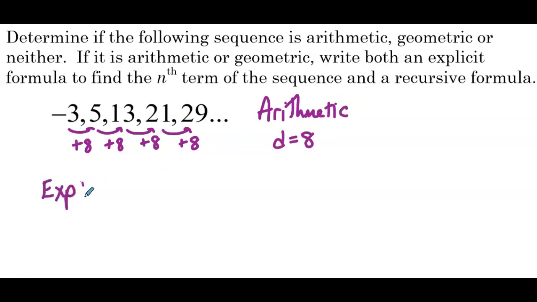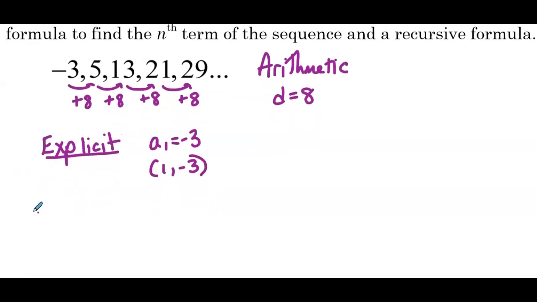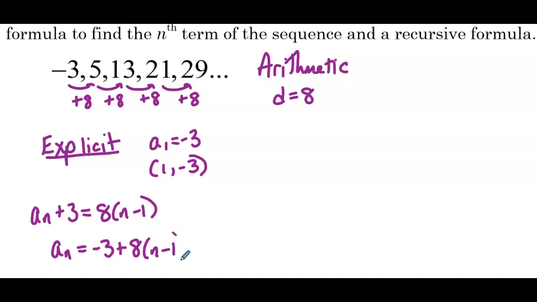So explicitly, we're going to write that first term as a point. So we can express it as the point 1, -3. The common difference is our slope. So we have a sub n plus 3 equals 8 times n minus 1. So a sub n equals -3 plus 8 times n minus 1. There we have our explicit formula.